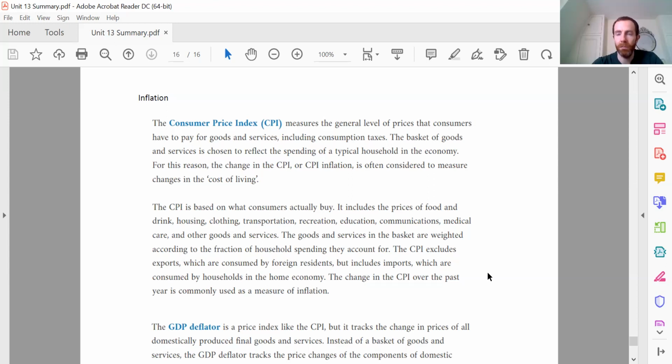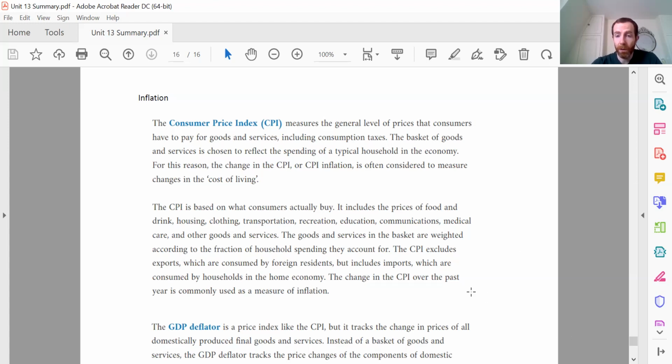Then the body that's constructing the consumer price index will take the price of these particular goods and services and the weight that they assign to each one, and use this to work out an average, what's called a weighted average. That gives us the consumer price index. Then if we look at changes in the consumer price index over time, that gives us a measure of inflation. So if the general price level goes up by 1%, that means we have inflation of 1%.